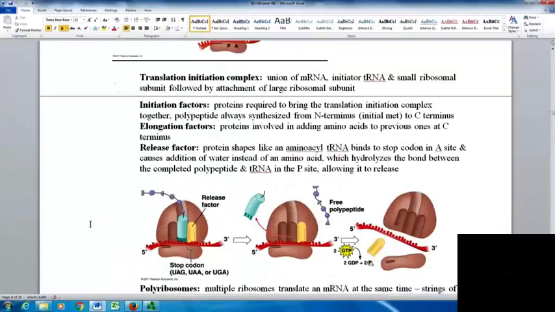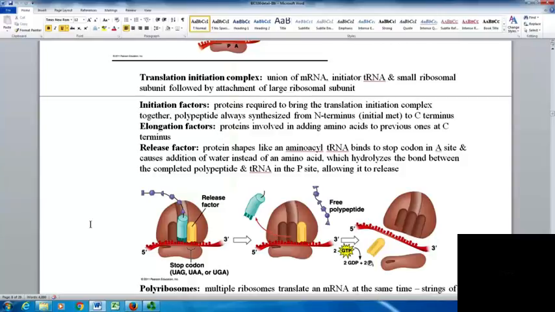So the translation initiation complex is going to be your union of an mRNA, an initiator tRNA, and a small ribosomal subunit followed by a large ribosomal subunit. Your initiation factors are proteins that are required to bring the translation complex together. Your polypeptide is directional in how it's synthesized. It's always going to be synthesized from the N terminus to the C terminus. Your elongation factors are proteins that are going to be involved in adding amino acids to the previous ones. This will happen at the C terminus.